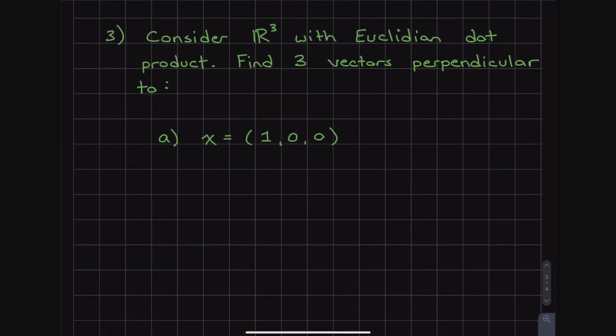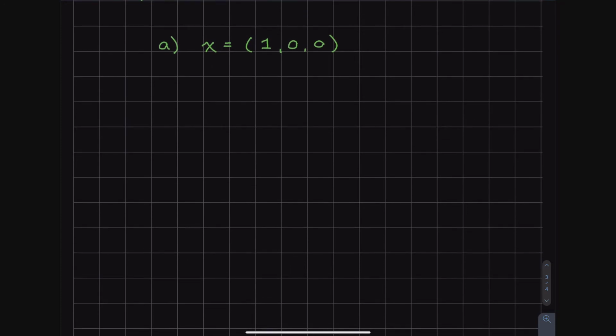So now we're going to start getting into the fun stuff. So it says consider R3. So now we're talking about 3 dimensions with the Euclidean dot product. Find 3 vectors perpendicular to, and then the first one, I guess, is this x is equal to (1, 0, 0). So perpendicular.